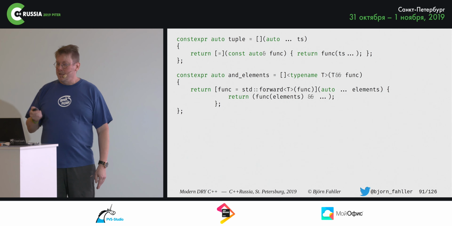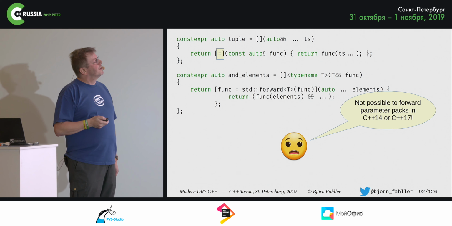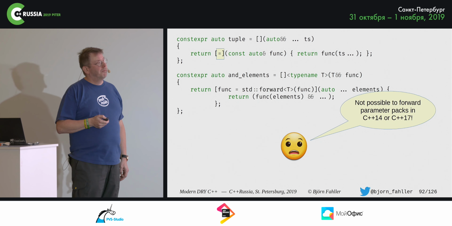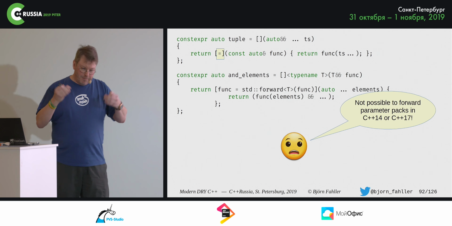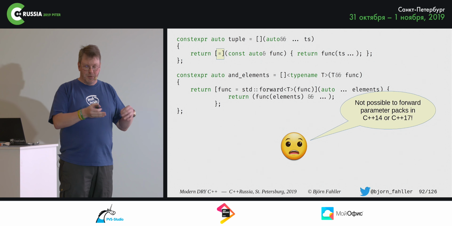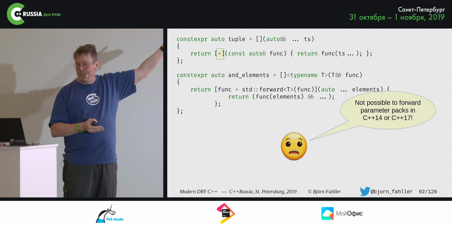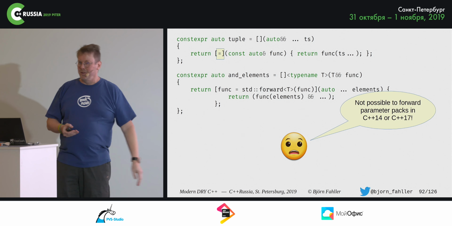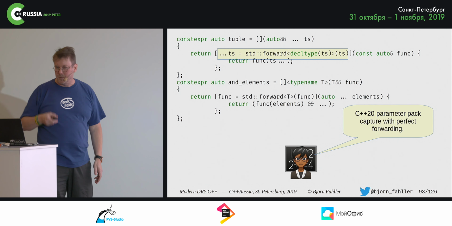The tuple is interesting because there is absolutely no way in C++14 or 17 to do forwarding of a parameter pack. We could construct a std::tuple by forwarding in, but come on, we are implementing a tuple. We shouldn't implement a tuple in terms of tuple. That is daft. So this is just a sad state of affairs.